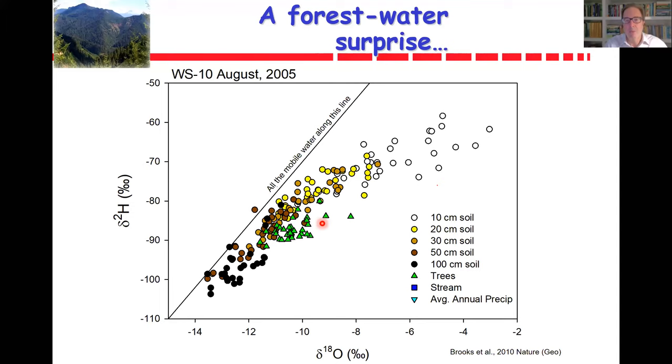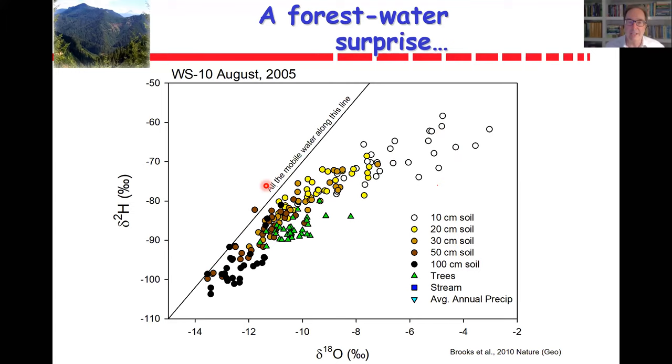So we mounted a sampling campaign to sample soil water, as you can see, going from shallow to deep. And you see the shallow water out here, and then deeper and deeper, going progressively back towards this line. All my soil water I'd sampled with my suction lysimeters, these porous cup devices that you vacuum down to about 60 inches of mercury, all that water was on the line.